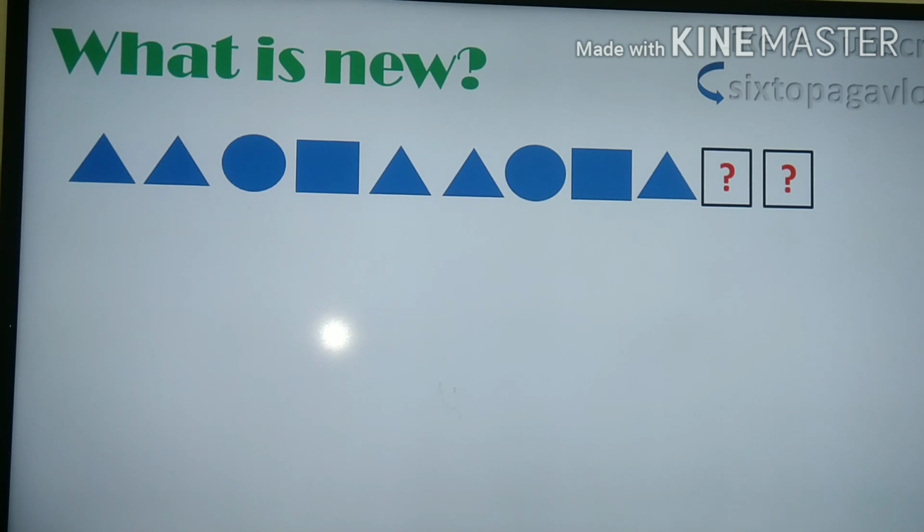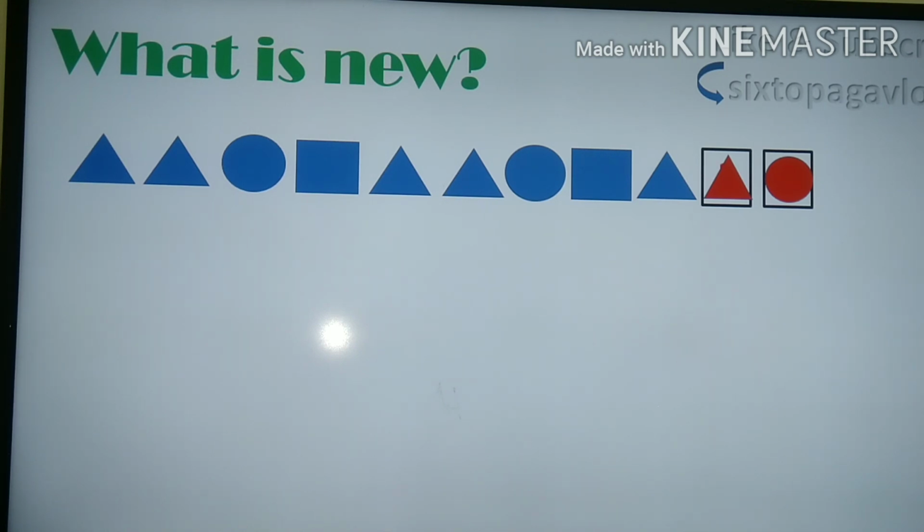So, pwede rin abstract, no? Using symbols. So, kung kayo itatanungin, ano yung last two terms? Okay. So, nakuha nyo na ba yung sagot? So, let's find out the answer. Okay. So, triangle and then circle. Okay. So, let's correct.